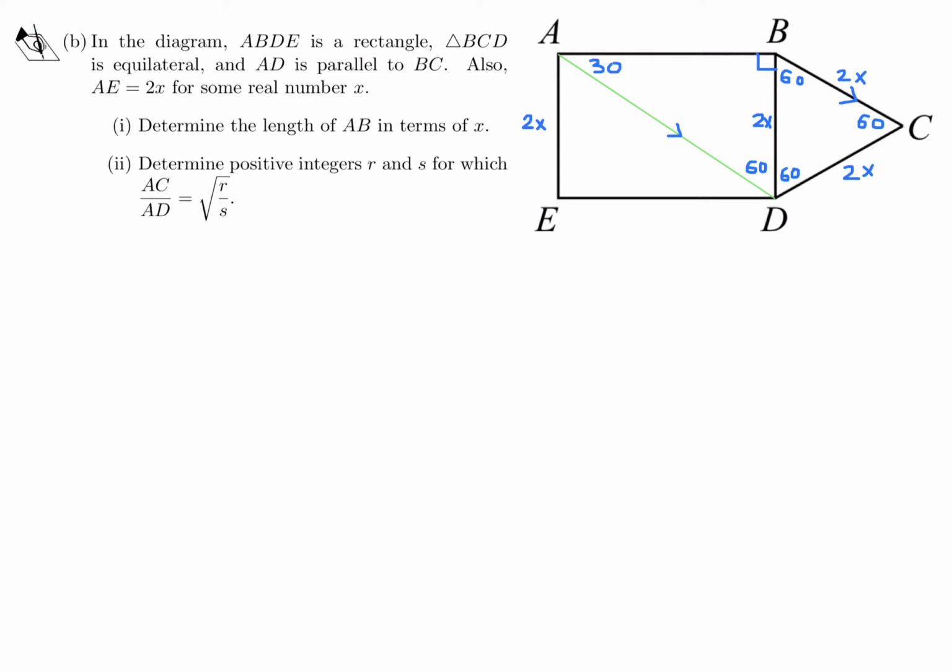So as always, in the 30-60-90 triangle, the ratio of the sides is 2, 1, and root 3. So that means that AB over 2x is the same as root 3 over 1. So AB is equal to 2 root 3 x.